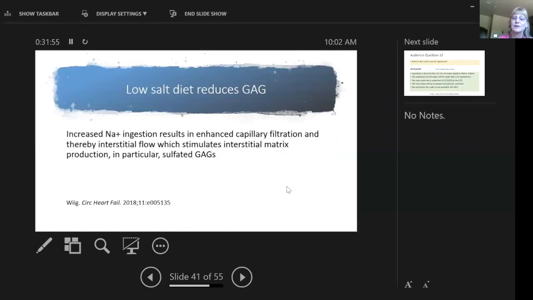We do have some evidence that low salt diets do reduce glycosaminoglycan. So if you increase the amount of salt you take in, this increases the amount of fluid coming out of the capillaries into the extracellular matrix. And that in turn, that fluid and sodium stimulates the production of glycosaminoglycans.